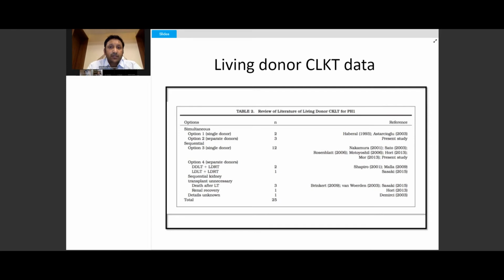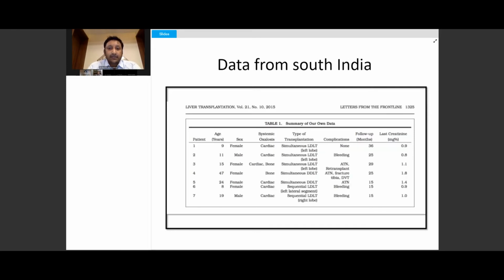And this is one study from India, done at one of the centers in South India. It's the largest study which has been published in India so far. It's about 7 patients, of which most are simultaneous liver-kidney patients and a couple are sequential liver-kidney transplantation, which Dr. Naresh and Dr. Chandrasekaran did talk about in their study. And this is from my own center. The data is yet to be published.